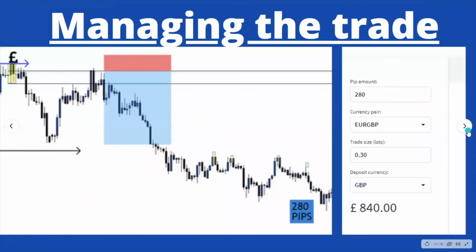Because as you'll now see, about 8 days later, we're 280 pips in profit. You're now basically double what you had. So again, it's important to understand all these little things when you're placing a trade. If you don't, you're pretty much setting yourself up to fail.